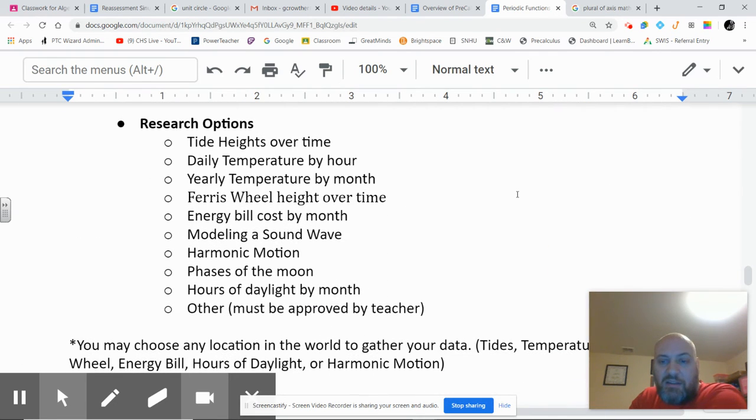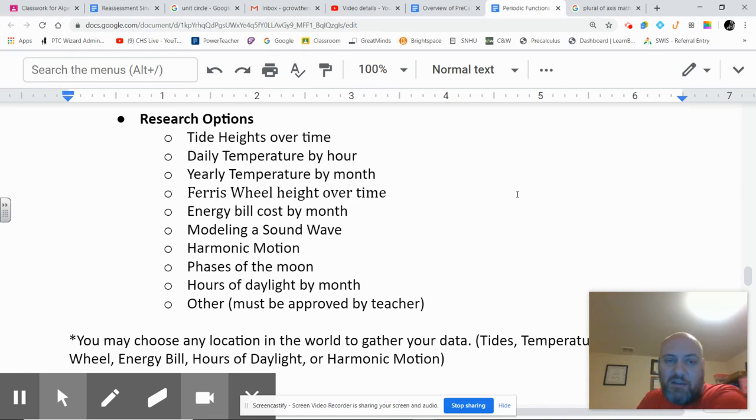So we put together a list of some of the options. So we've done tide height. You did a problem on that. Mr. Mercier had the video that showed the Bay of Nova Scotia. Daily temperature by hour and how that fluctuates. Yearly temperature by month. We've done a lot with Ferris wheel heights. The energy bill cost by month.